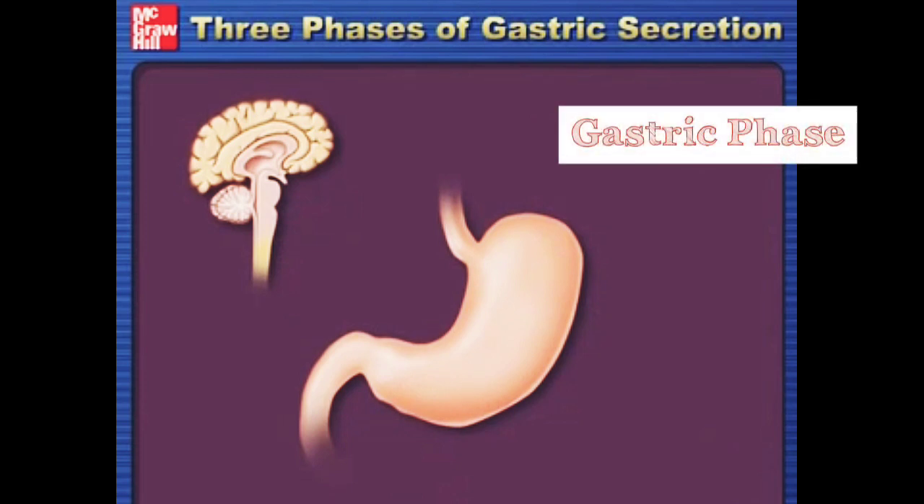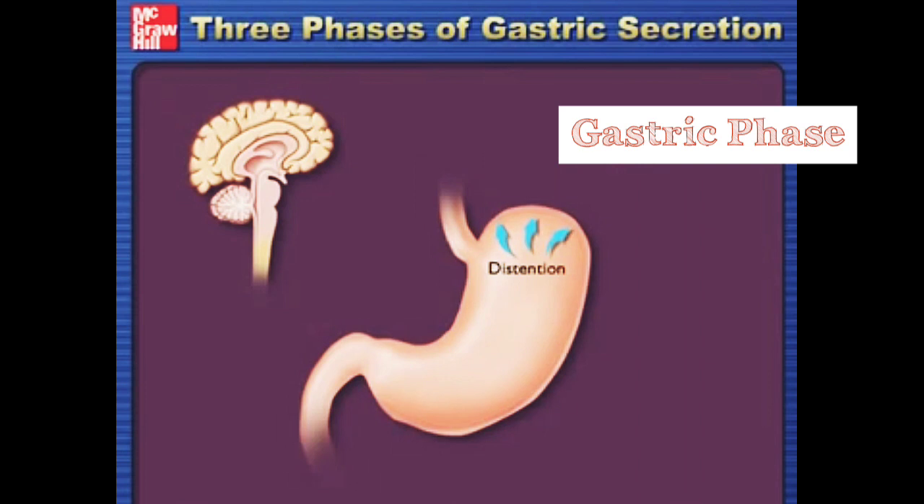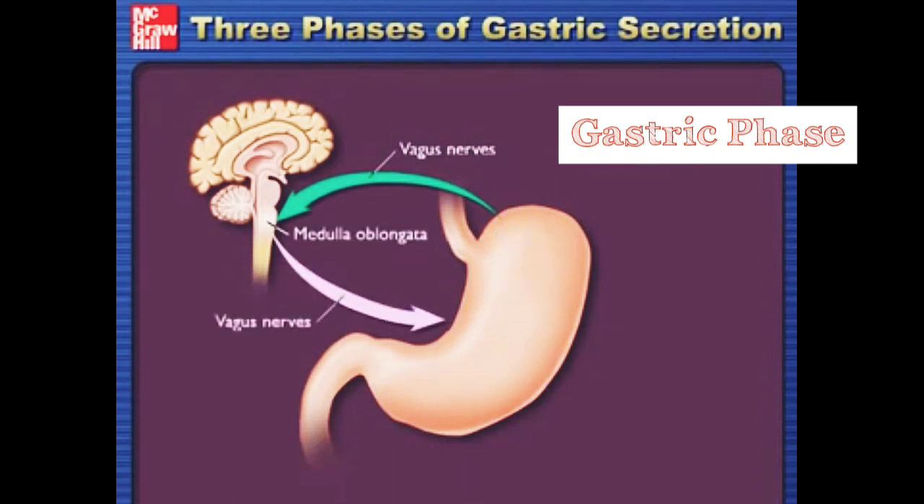In the gastric phase of gastric secretion, food has entered and distended the stomach. This distension activates a parasympathetic reflex via the medulla oblongata and also has a direct stimulatory effect on the gastric glands. The result is continued secretion of hydrochloric acid and pepsin.